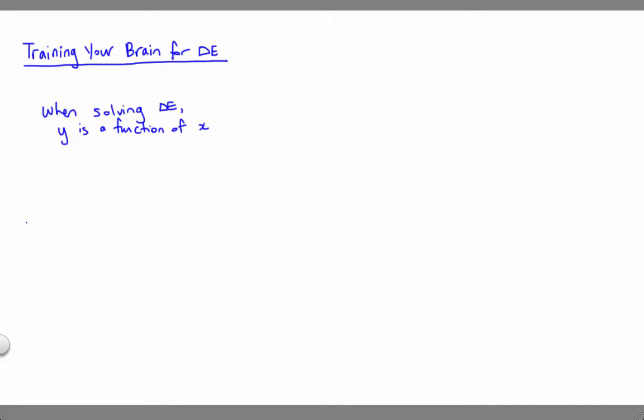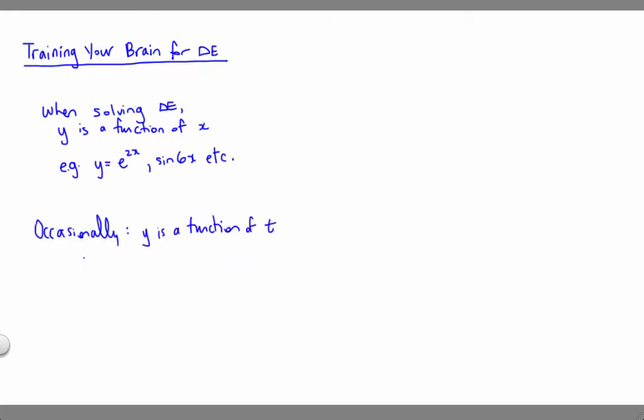When we're solving differential equations, y is a function of x. For example, y might be something like e to the 2x or sine of 6x, etc. Occasionally we might use slightly different variables in the problem. Rather than using y and x, we might use y and t, for example, if we want to describe a problem in terms of time.